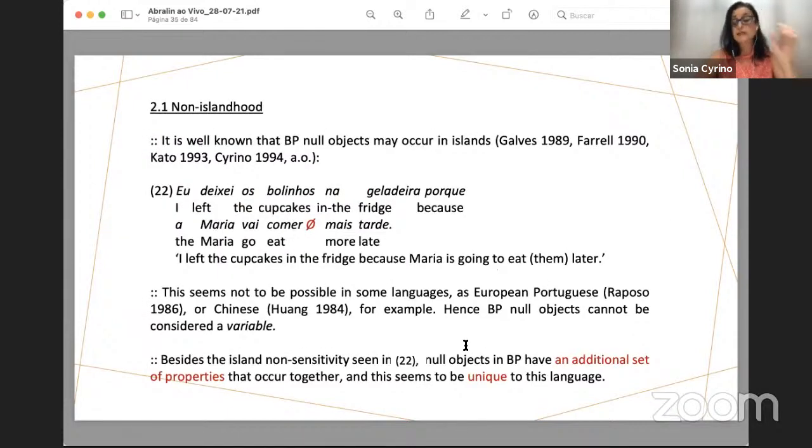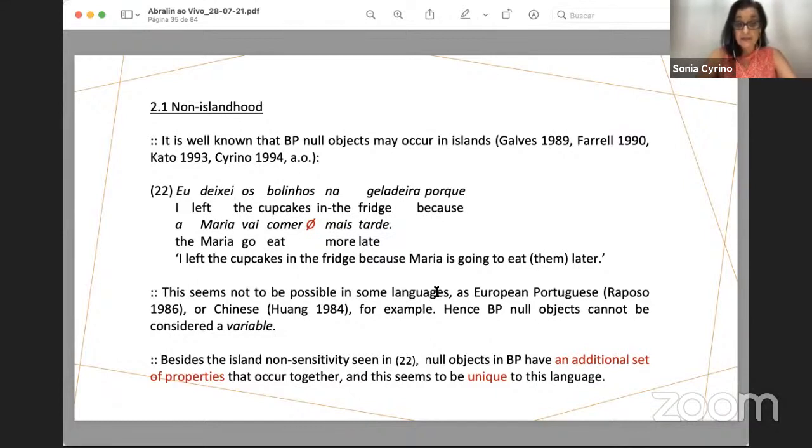So the first property is what I call non-islandhood, because it's very well known that Brazilian Portuguese null objects may occur in islands. For example, the sentence in 22 that I made reference to before. Eu deixei os bolinhos na geladeira porque a Maria vai comer mais tarde. So this seems not to be possible in some languages, such as European Portuguese or Chinese, for example. But in Brazilian Portuguese, it has long been argued that it's possible, so the null object here cannot be considered a variable.